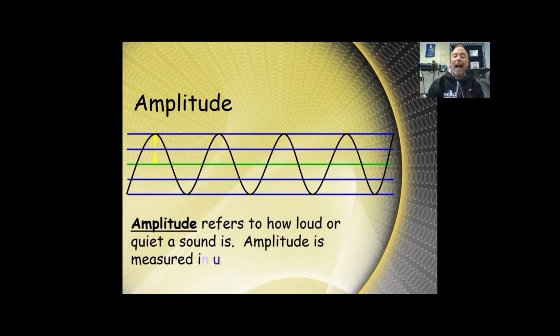Amplitude refers to how loud or quiet a sound is. Amplitude is measured in units that are called decibels. The abbreviation for decibels is a little d and a big B.